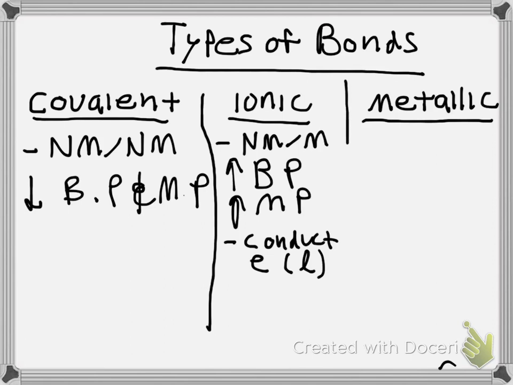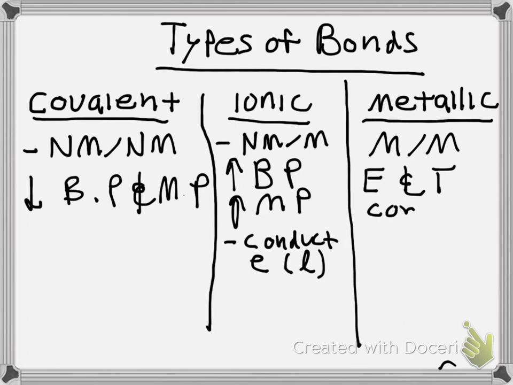The next type of bond I want to talk about is a metallic bond, which I'm sure you can assume is just a metal with another metal that is electrically and thermally conductive, so E and T, conductive. And there's three basic properties that could pop up on your test about these types of bonds. First, they are ductile. All that means is that you're able to draw it into a wire.